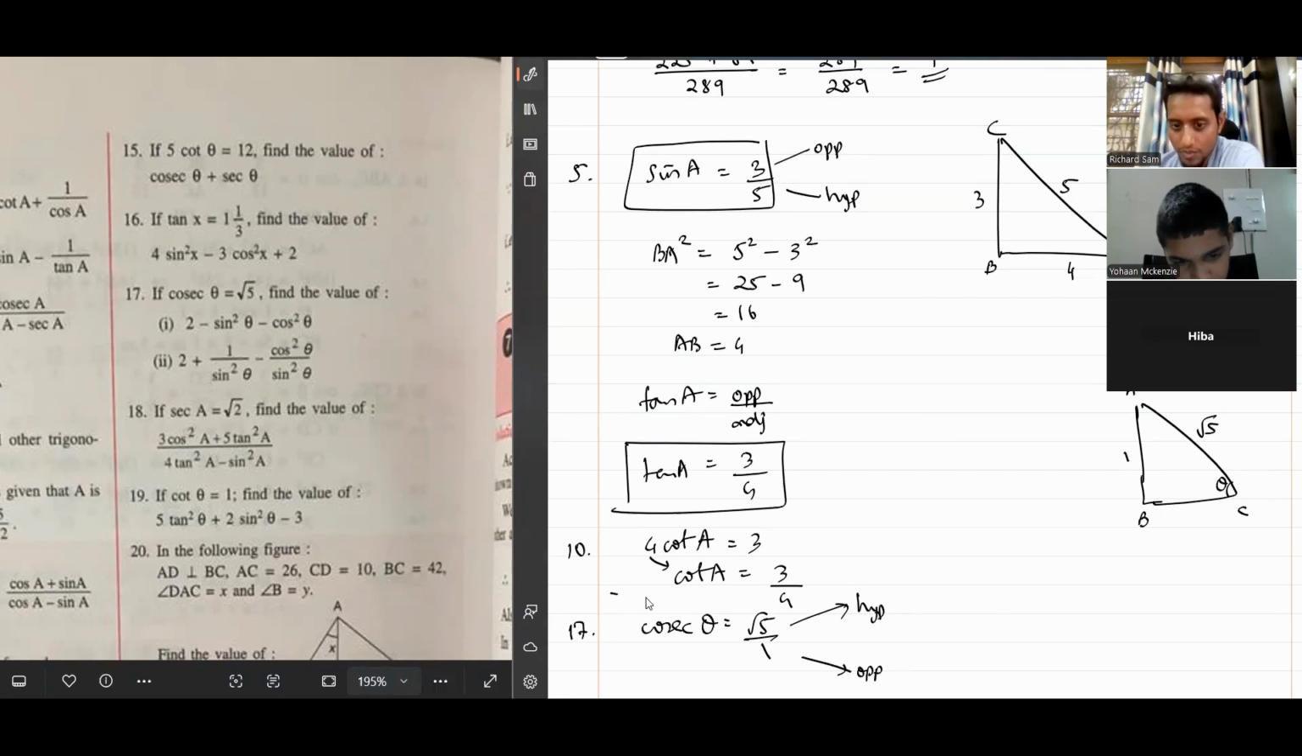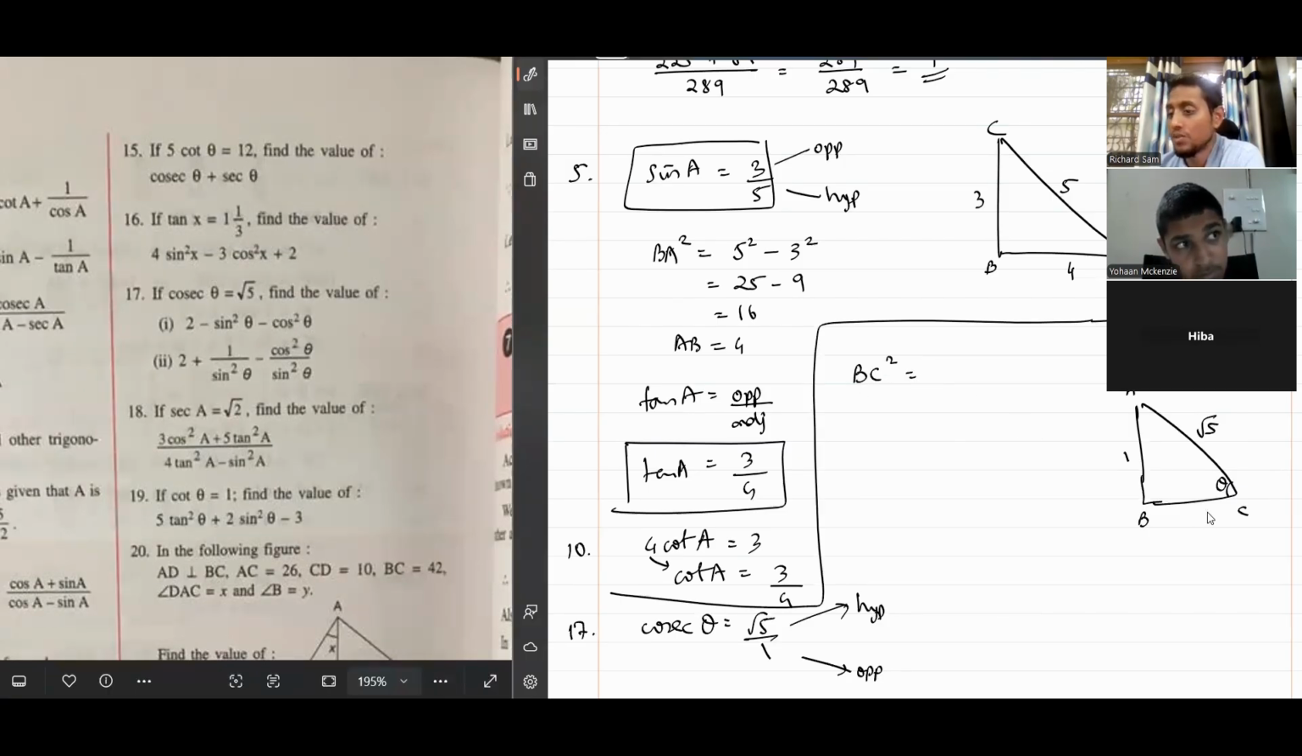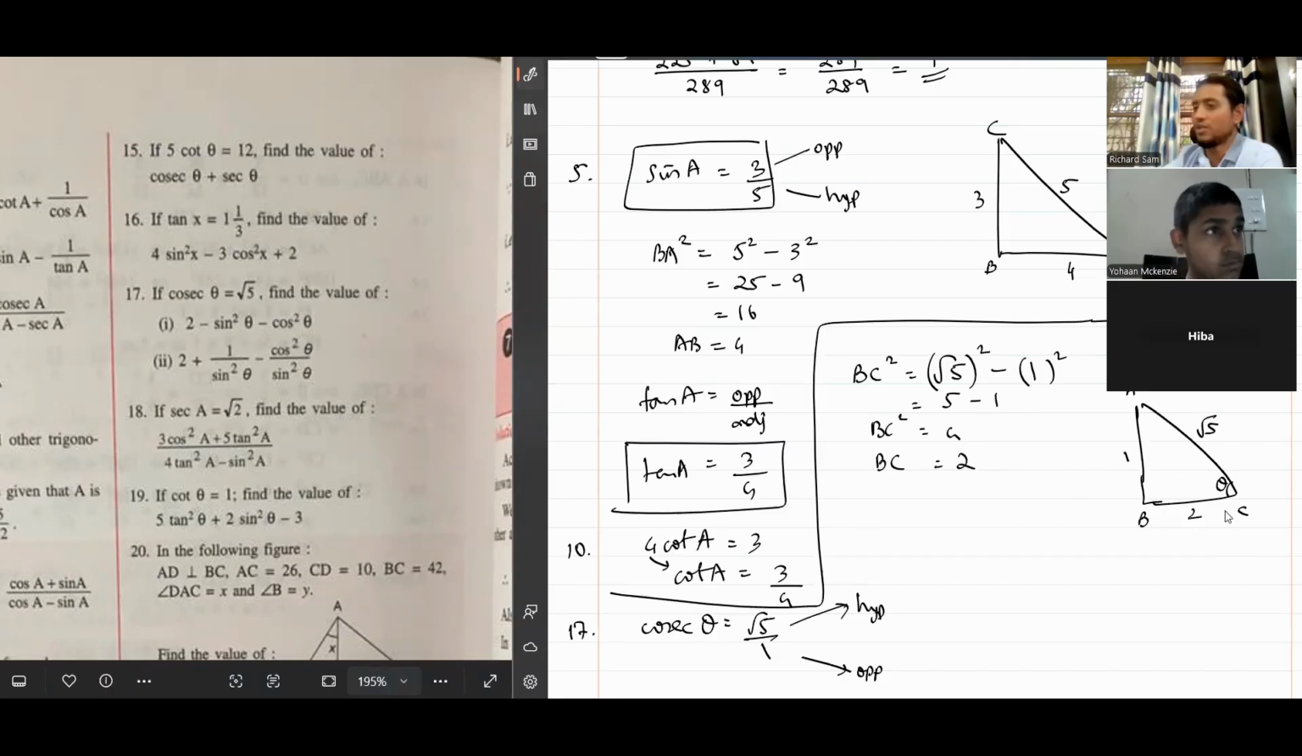Okay, so what is Pythagoras' formula to find BC? BC square is equal to AC square, that is root 5 whole square minus 1 square. Right, we're finding not the hypotenuse, you have to minus. So root 5 square is what? It's 5 minus 1. So we got BC square is equal to 4. Therefore, BC is equal to 2. You see? Don't worry if square root is there because anyway you're squaring it, so that gets cut off. Okay. Now we have all the three sides, we can find whatever is asked.